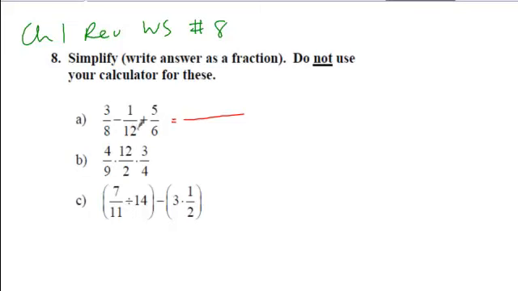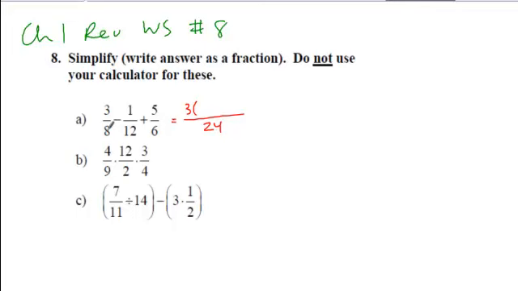Is 12 a multiple of 8 and 6? Nope, so I double that, get 24. Is 24 a multiple of 8 and 6? Yes. So that's my LCD. I'm going to take the numerator of my first fraction, 3, multiply it by whatever factor you need to multiply its denominator by to get the LCD.